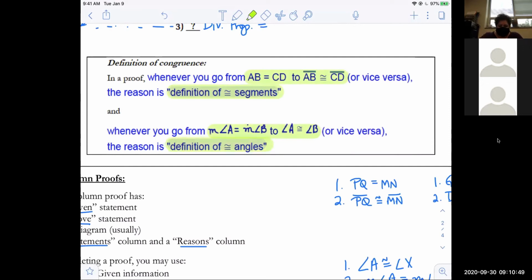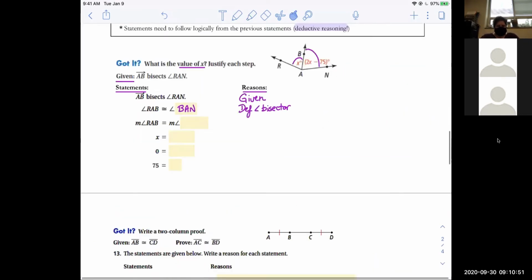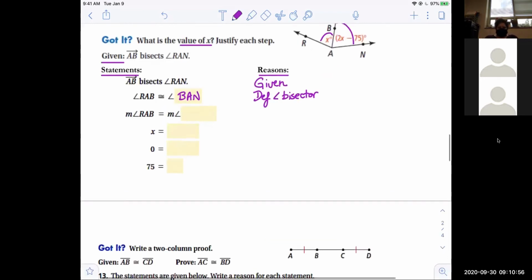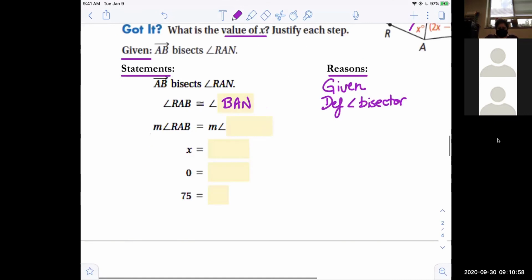Okay, so that's what's going on here. We are going from these angles are congruent to saying that their measures are equal. So that is the definition of congruent angles. You can say just definition of congruence. It's okay if you just say that. It's okay if you write out the word congruence or congruency. You'll usually see me write definition of congruent or definition of congruent angles.